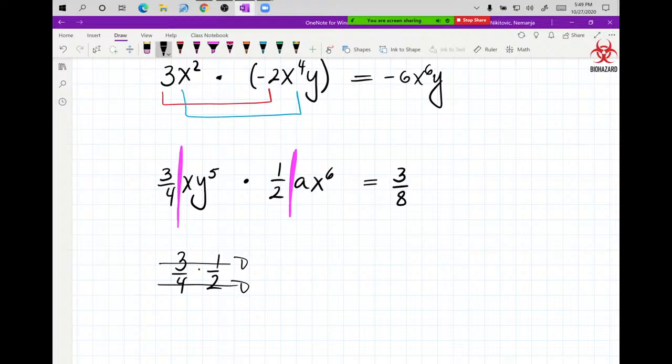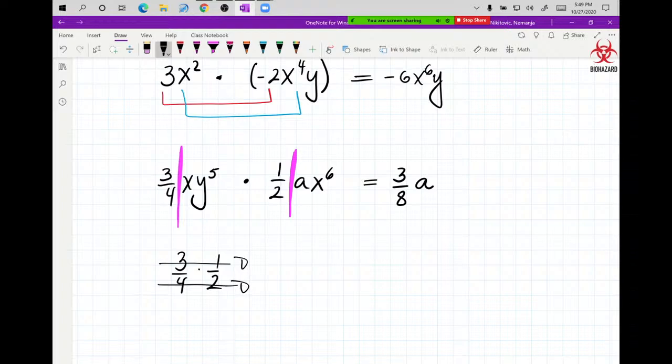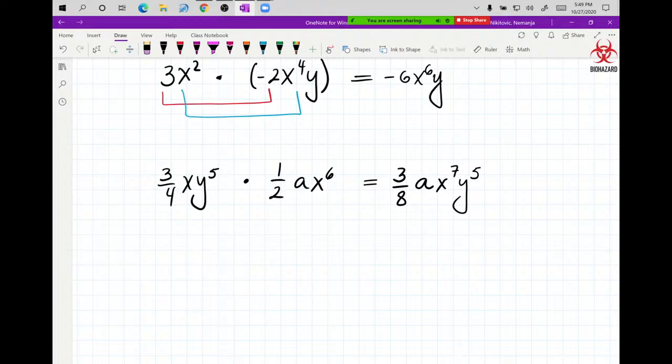And then we take a look at all of the variables that we have. And we have a, x, and a y. So a, there's just one a, right? Nothing to multiply with. And then we have 7 x's, right? 6 plus 1 is 7. And then we have 5 y's, so y to the 5. So we multiply them, number times a number, constant times a constant, and then we deal with the variables.